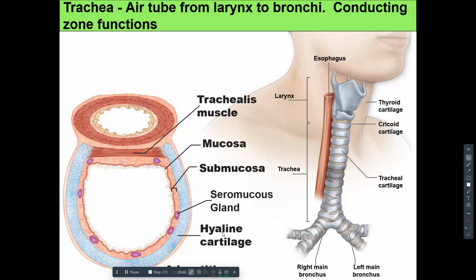Let's talk about the trachea. And the trachea is my air tube. It runs from my larynx down to my main bronchi. Trachea has basic conducting zone functions. Do notice that the trachea has cartilage in it, hyaline cartilage, which keeps the trachea open. And the cartilage is C-shaped. It is not present in the back. Instead, we have a muscle called the trachealis muscle. And the reason for the absence of cartilage in the back here is to make room for this.